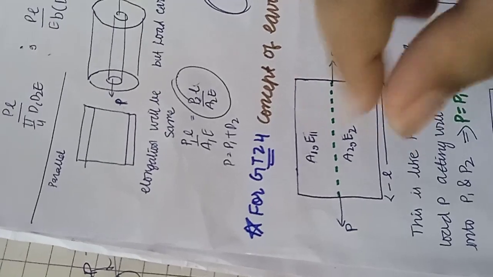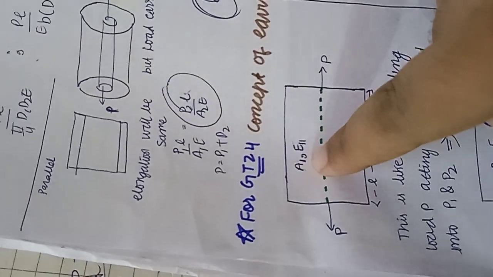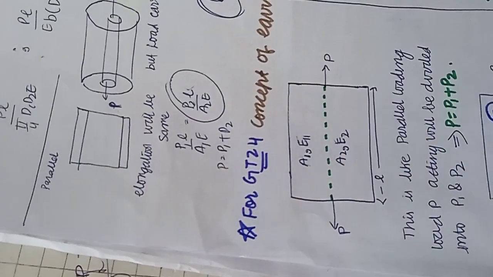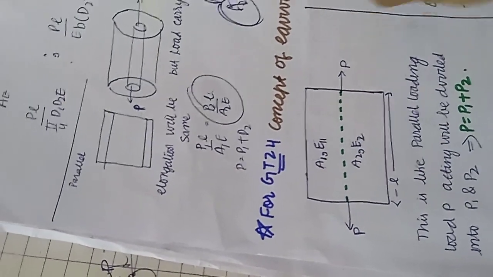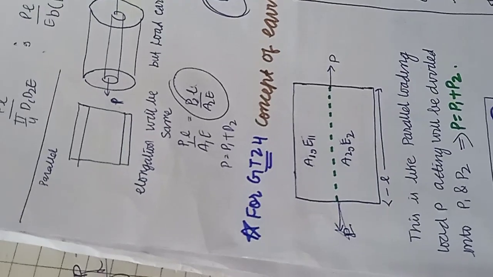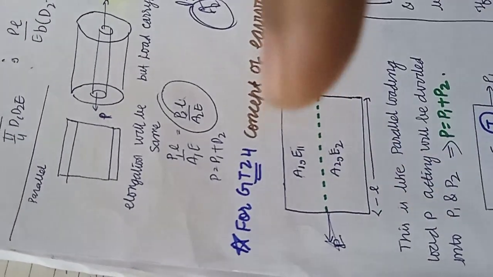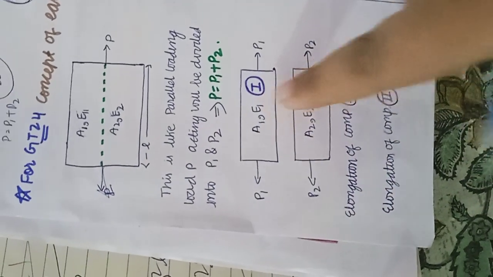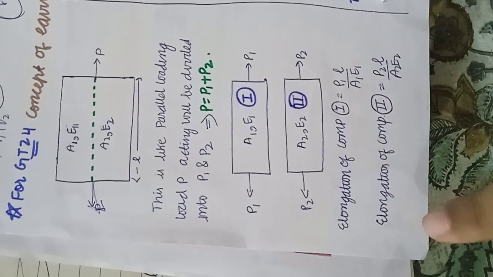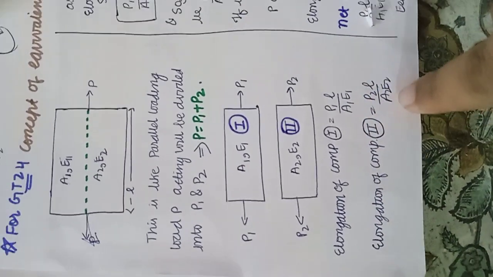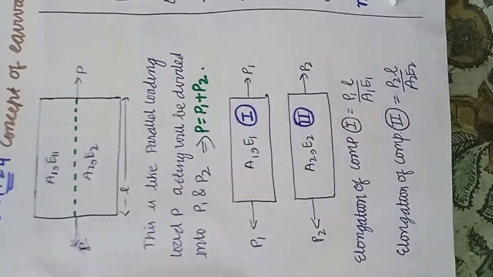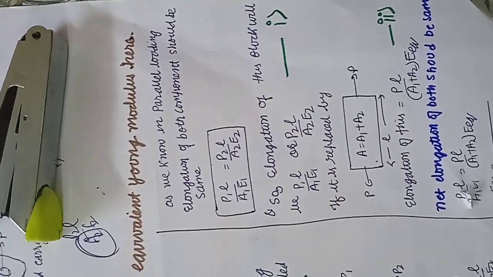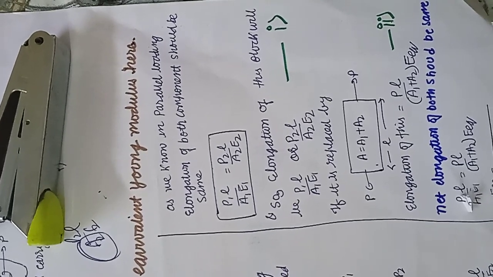These were originally one part, but due to something, maybe there is a wood block and this is an iron block, and both are together in parallel, meaning jointed to each other. If load P is applied on it, P will be divided between both. P is equal to P1 plus P2, and as these are parallel, their elongation will be the same. Elongation of component 1 is equal to P1 L upon A1 E1. Elongation of component 2 is equal to P2 L upon A2 E2. But both will be the same because this is a parallel type of loading. It is wood and iron fitted together in parallel.